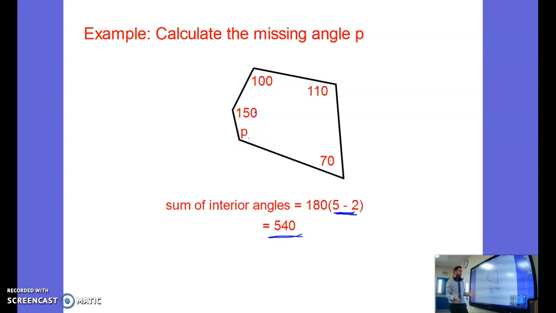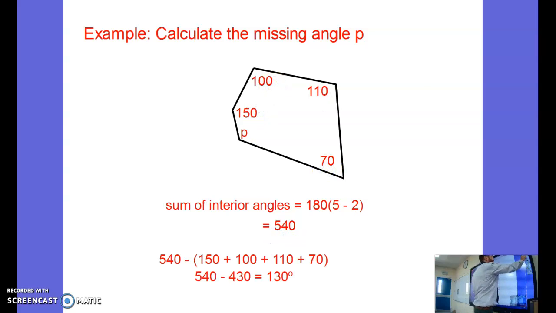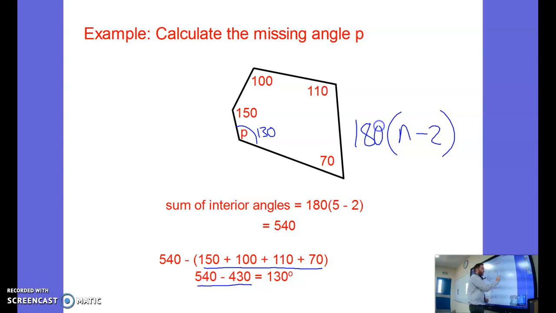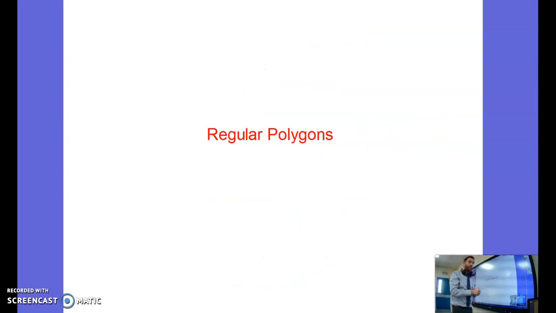They all add up to 540. So if I want to calculate P, I need to do 540, take away this, take away this, take away this, take away this. My calculation down there, 540 minus all of that is the same as 540 minus 430, and P was 130 degrees. So that's one way you can use this formula of n minus 2 times by 180 to get the total of all of the interior angles. Very useful stuff. Let's move on to some regular polygons now.